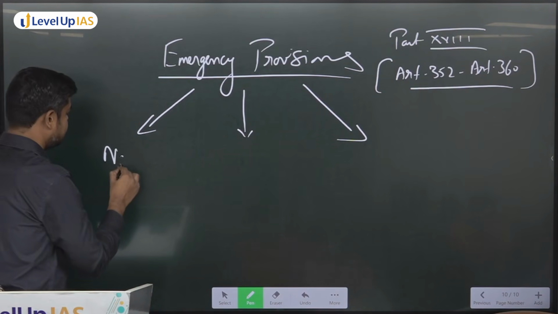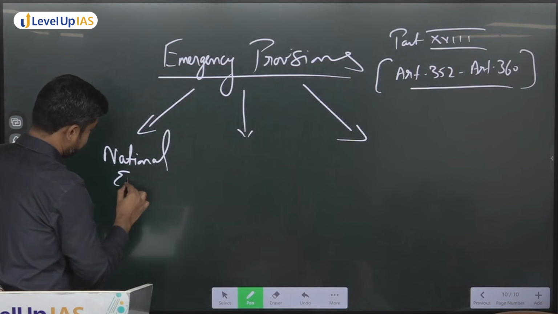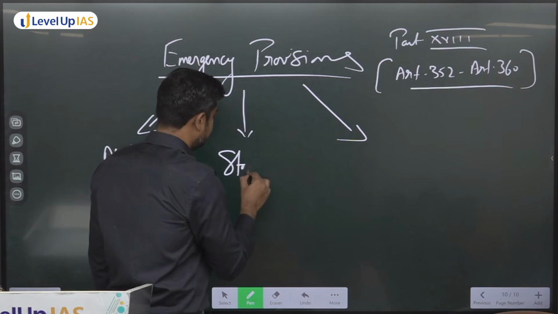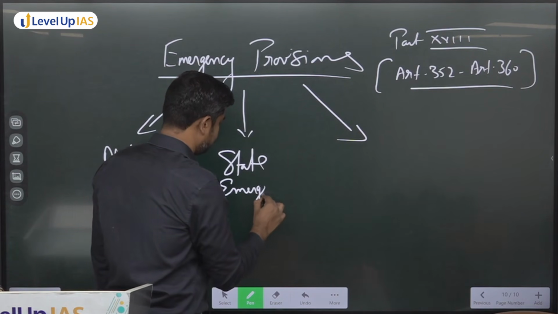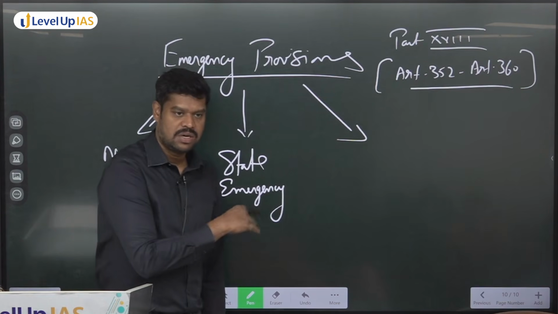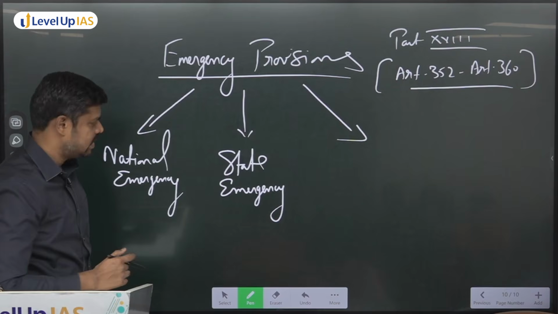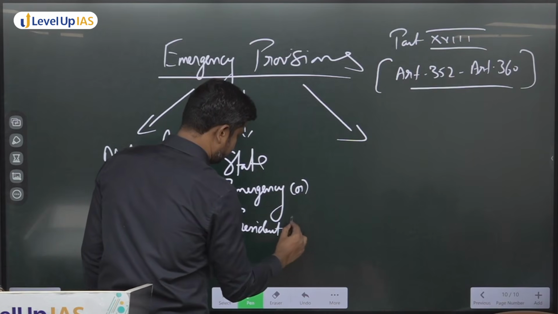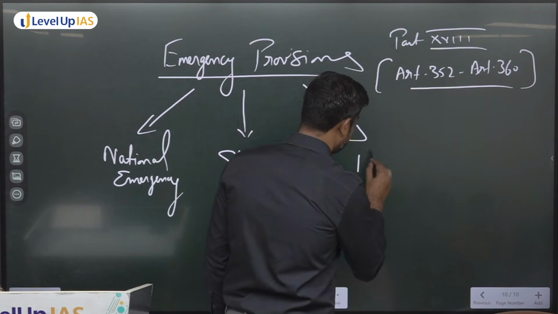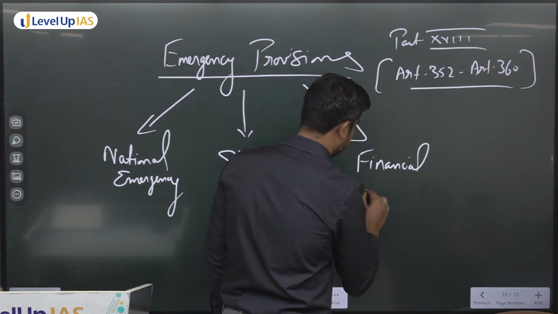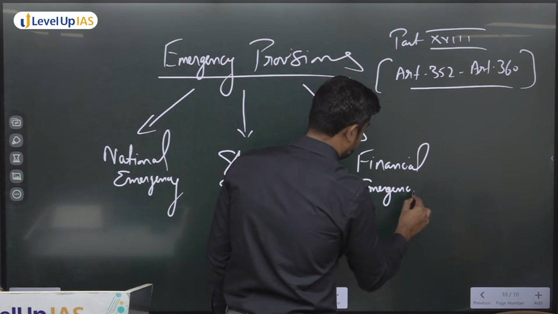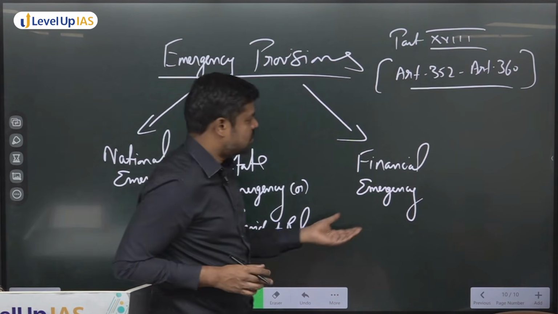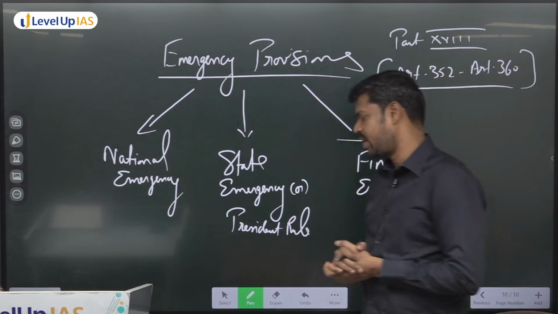One is the national emergency. Other is the state emergency, which is also called the president rule. And then the third thing is what is called the financial emergency. So you have the national emergency, the state emergency or the president rule, and the third is the financial emergency.